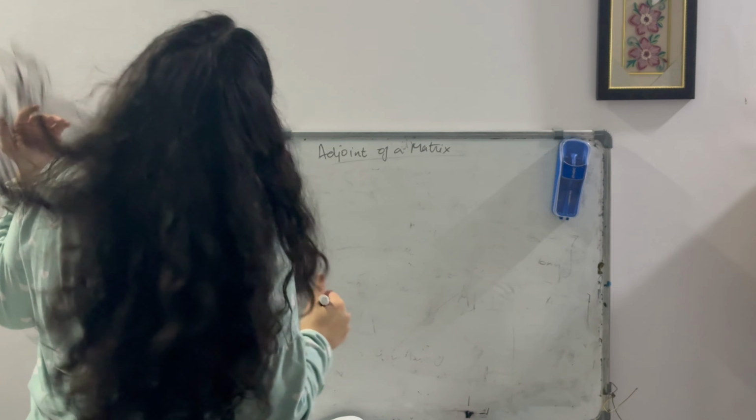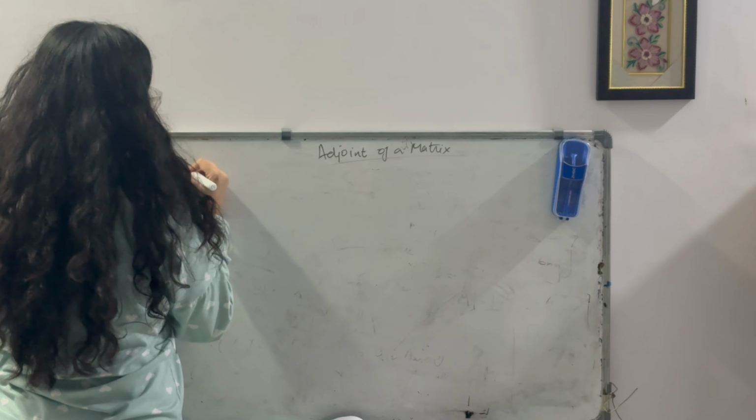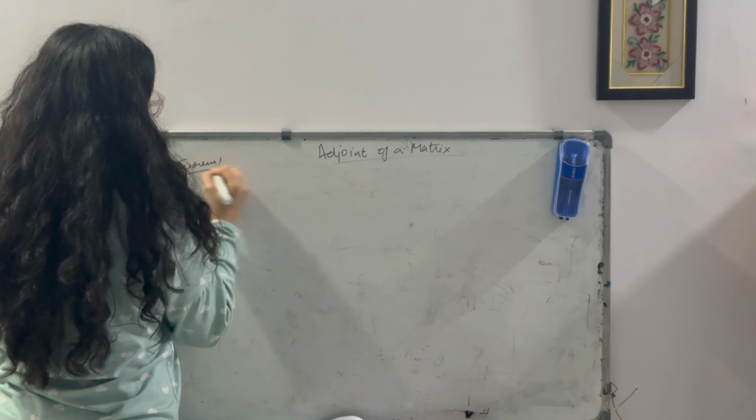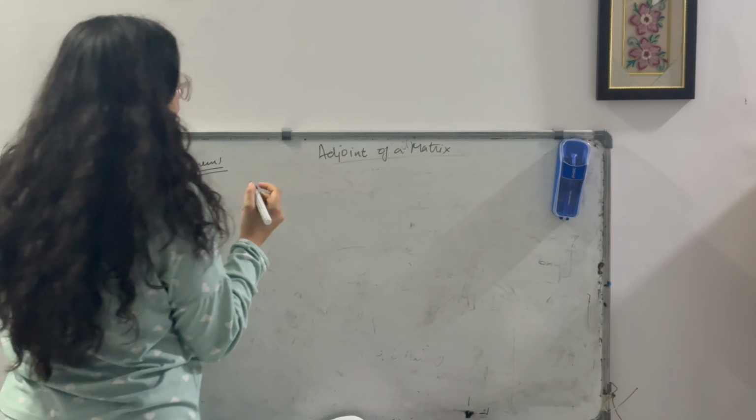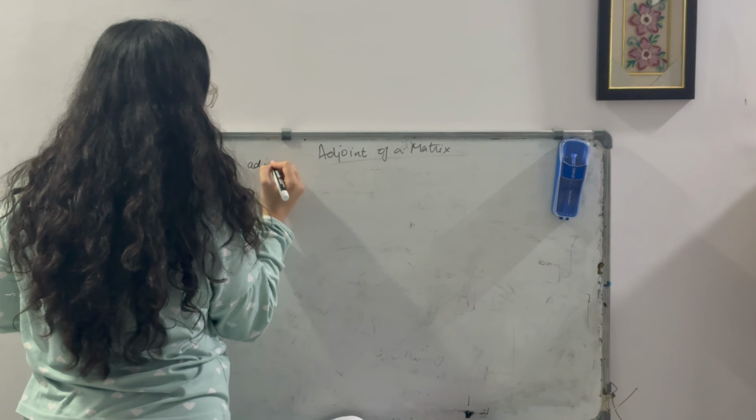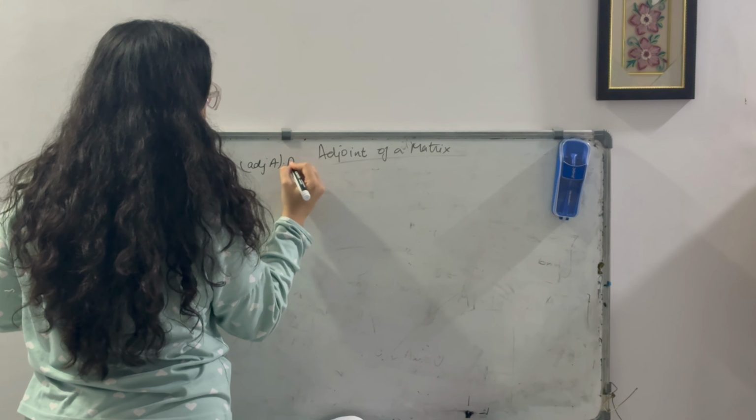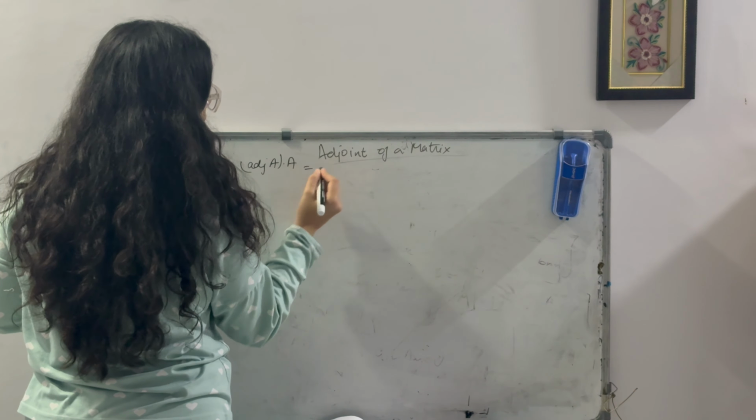Now, what does theorem 1 say? Theorem 1 says that adjoint of A into A is equal to A into adjoint of A, which is equal to determinant of A into identity, right?